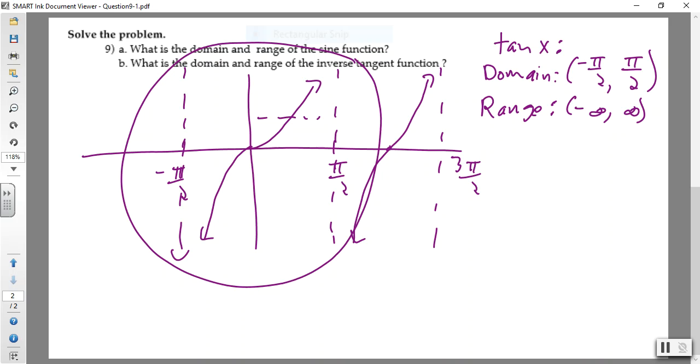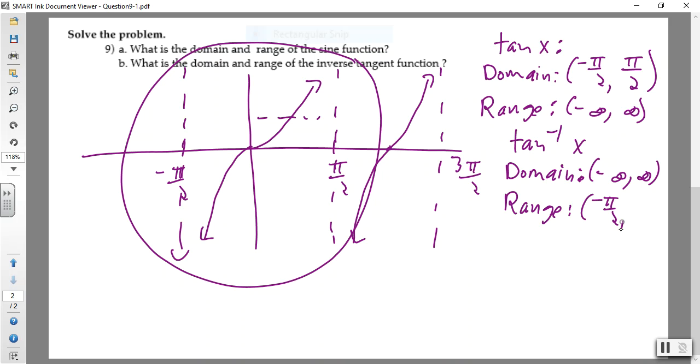Now we know that when we do the inverse function of tangent, the domain and range are switched. So if we do the inverse of the tangent function just for the section that I have circled, we switch the domain and range. The domain is going to be -infinity to +infinity, and the range is going to be -pi over 2 to +pi over 2.